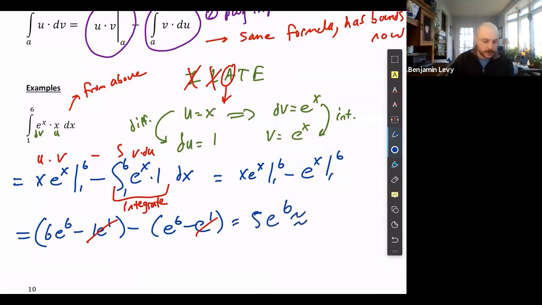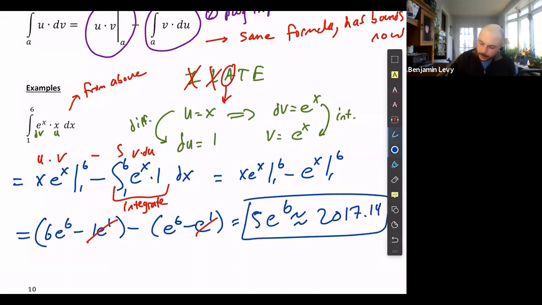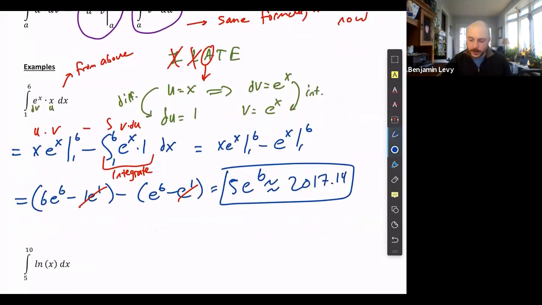If you're curious, this is approximately 2017. I looked at that in a calculator earlier. Let me make that a little more legible, just to be totally clear about what we did there.